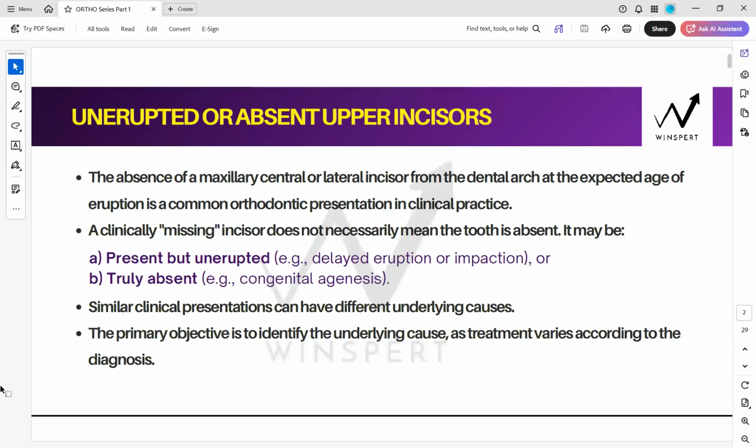So absence of your maxillary central or lateral incisors in your anterior dentition, in your dental arch, at the expected age of eruption is a very common presentation that in your clinical practice, a lot of your young children will present with in your clinics as a general dentist in Australia, because there is a referral mode, and that is why as a general dentist, you will receive a lot of patients with missing maxillary centrals or laterals at the expected age of eruption.